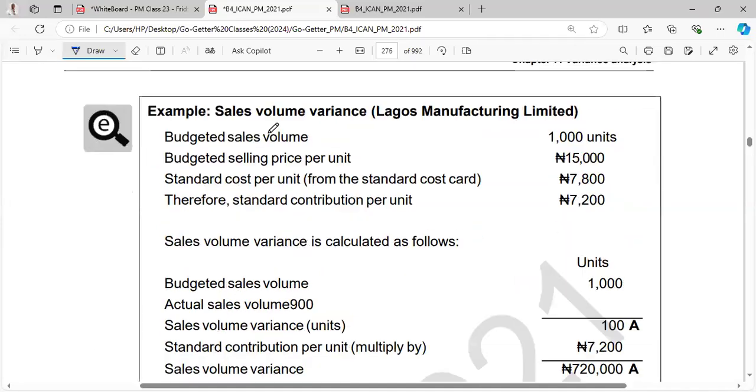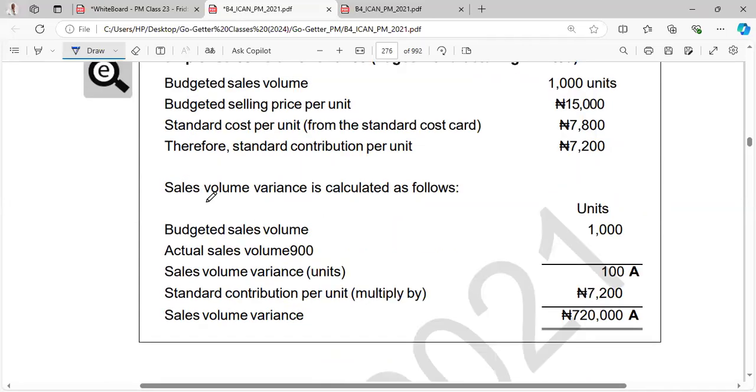So if you look at this example here, budgeted sales volume is 1,000, budgeted selling price is 15, budgeted cost per unit is 7,800. Of course, the contribution is 7,002, as I said before. Now the sales volume variance, I said, is actual volume minus budgeted volume multiplied by the contribution. So we have 900 as the actual, budgeted is the 1,000. What is your contribution margin?